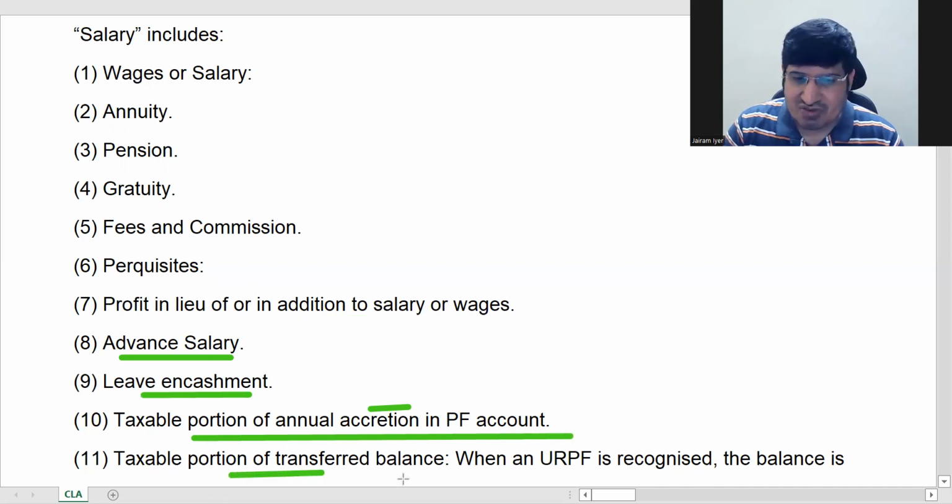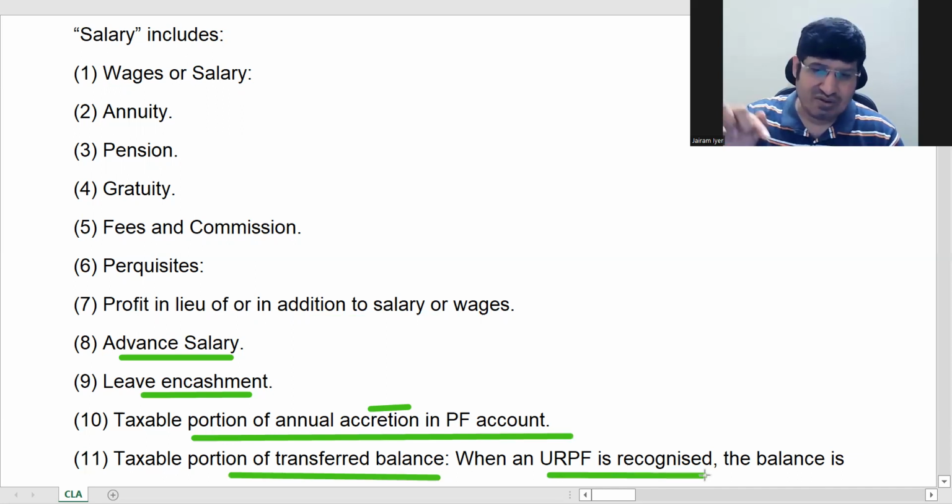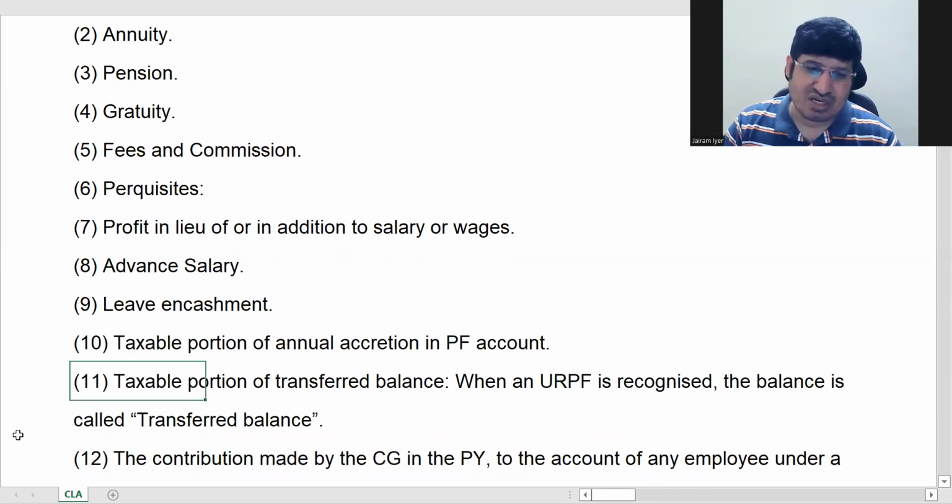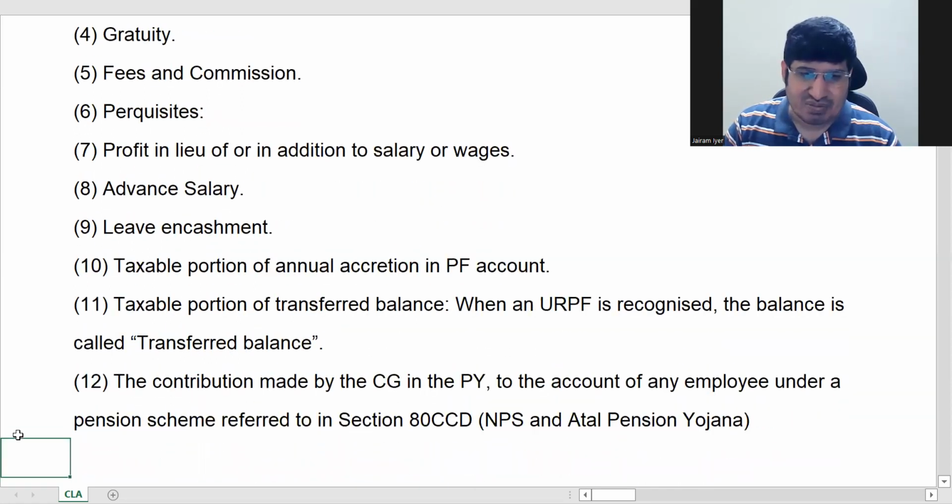Taxable portion of transferred balance is when sometimes an unrecognized provident fund is converted to a recognized provident fund. We have a section coming for provident fund. There we'll take it up. We are just listing it here. That is called transferred balance, so we will take it up there.